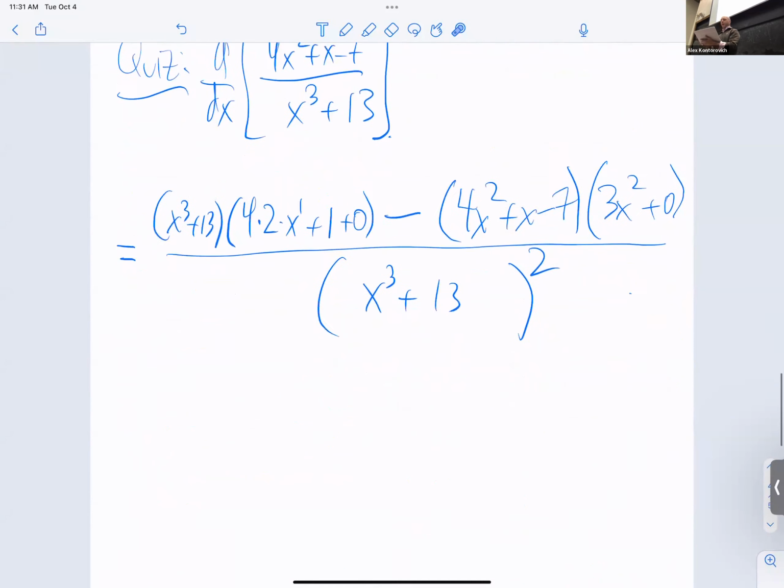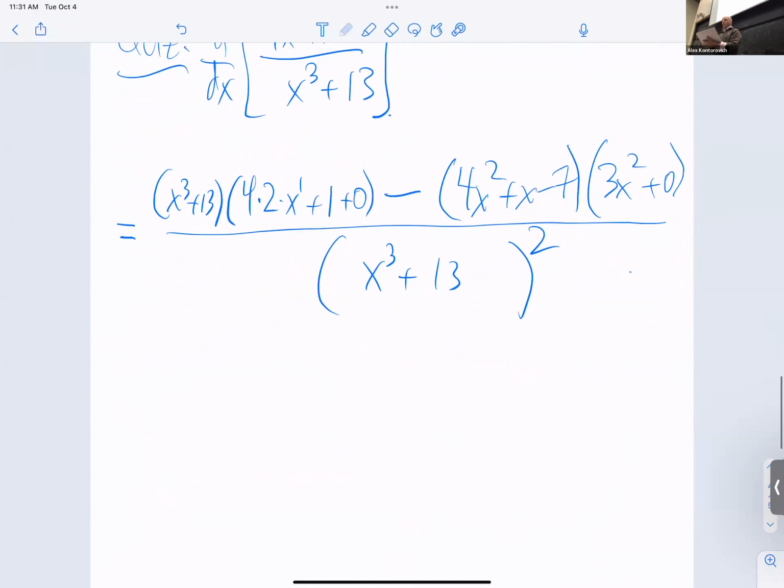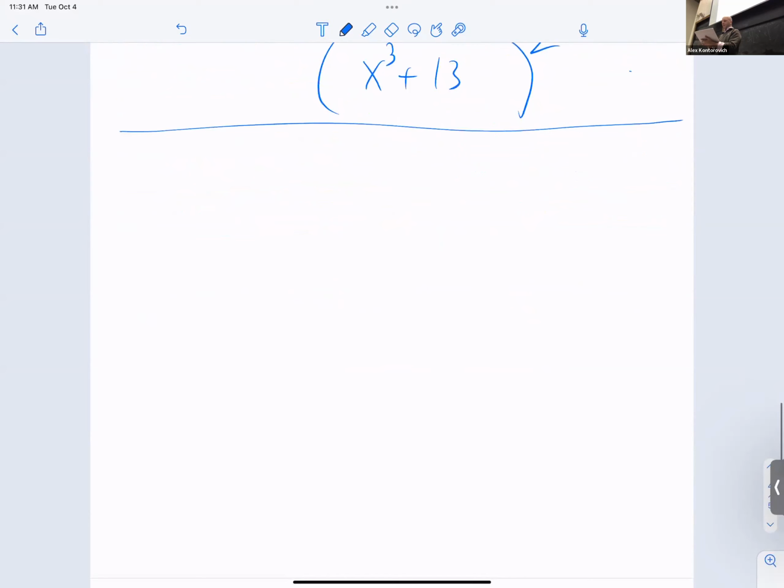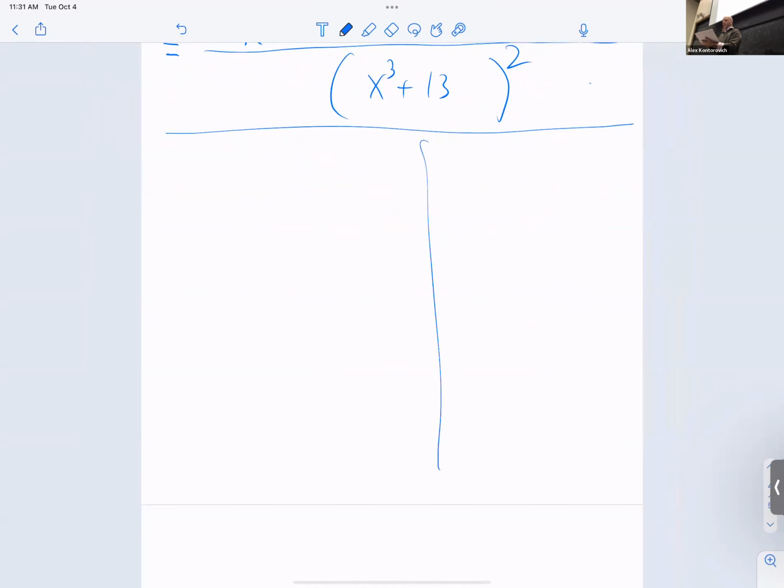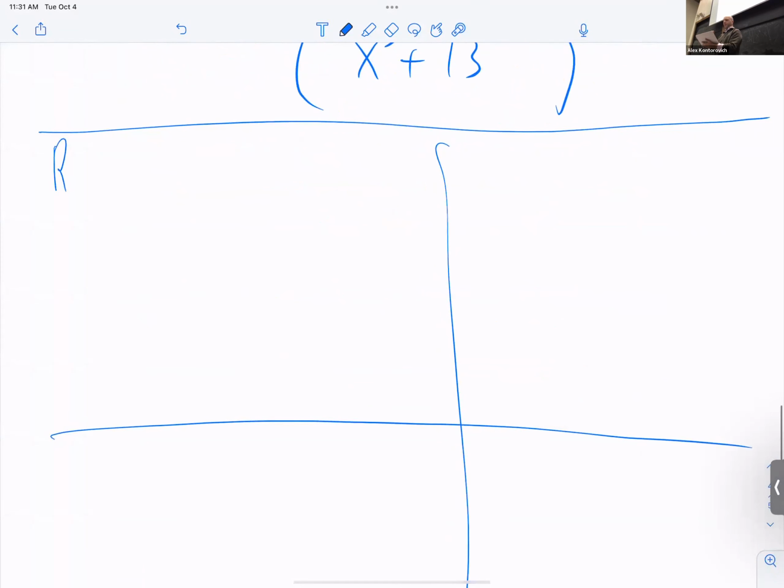Oh, there's one other thing that I want to say, which is you can also repeatedly differentiate. So one more topic that I have to tell you for your homework is repeated differentiation.